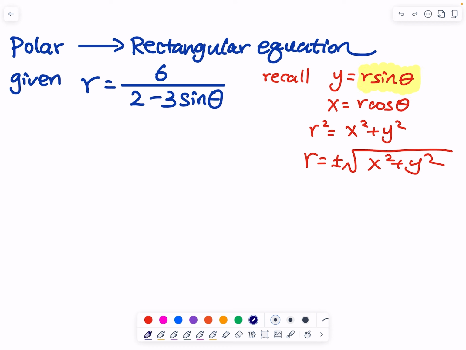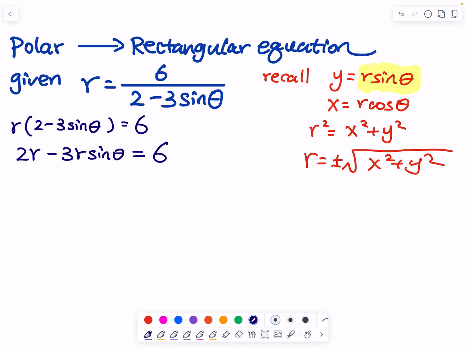So what I will do first is I will multiply the denominator to the other side: 2r minus 3 sine theta, that is equal to 6. And then 2r minus 3r times sine theta, that is equal to 6. And then the r sine and these r sines, they match, right? These r sines, they match.